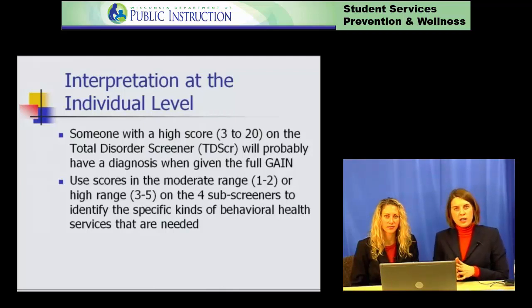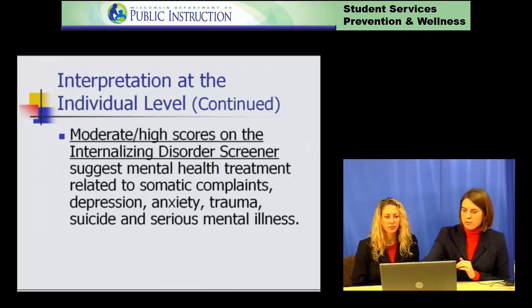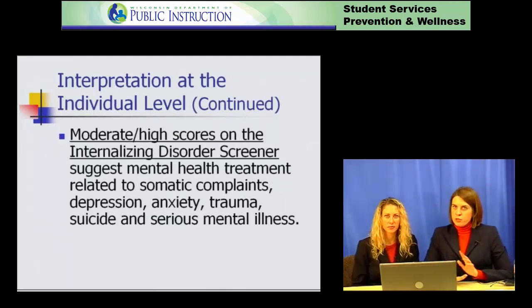For example, if they had a high score of 5 on the total disorder screener, and they had high or moderate scores in the internalizing and externalizing, you know that they probably need some mental health treatment over, say, substance use treatment. A moderate or high score on the internalizing disorder screener suggests, just like Heather mentioned, problems related to depression, anxiety, somatic complaints, and other serious mental illness. You should note when you're looking at this, it is only a screener, so these are not diagnoses, and it's not targeting a specific issue. When you do this, it just points to their needing assistance in this area in general.